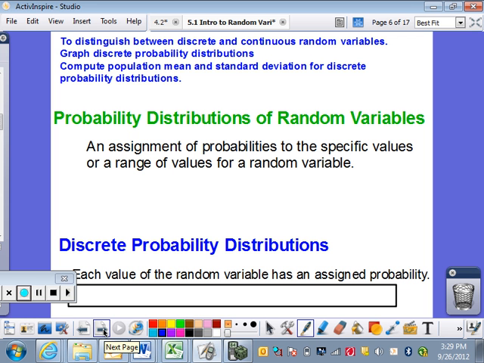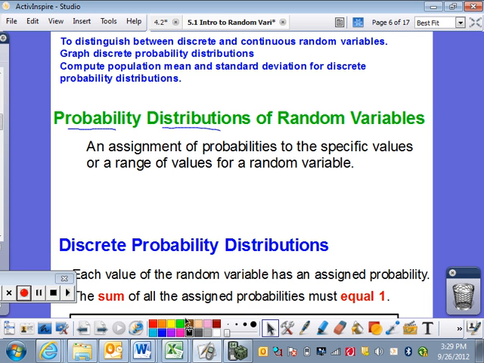Alright, probability distributions. It's the assignment of probabilities to each specific value or range of values. So that's what a probability distribution is. It's right in the word. Probability, you have to have the probabilities. Distribution means you give it to each part of whatever we're talking about.